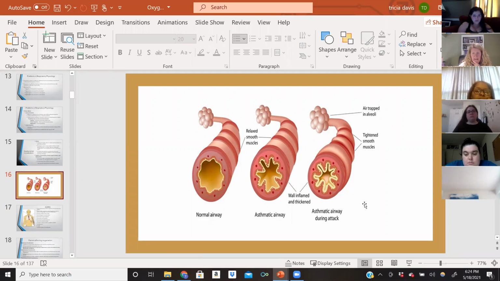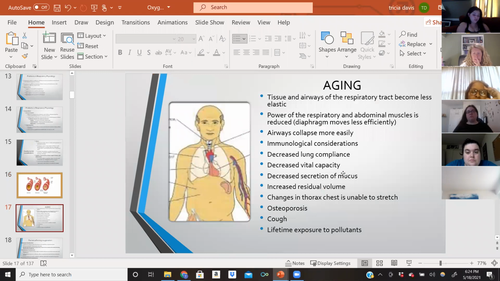So in the very last one, this is an asthmatic airway during an attack. You can see how tight those muscles are getting. You can see all that air that's trapped in the alveoli. They all look like little blown up balloons, and how inflamed and thickened the airway is. That picture is in your book if you guys want to look at that.